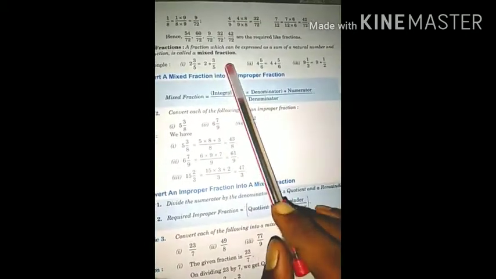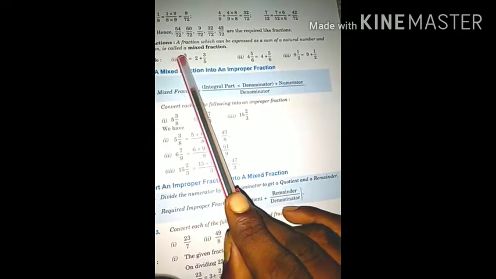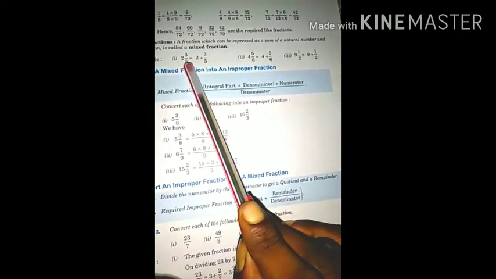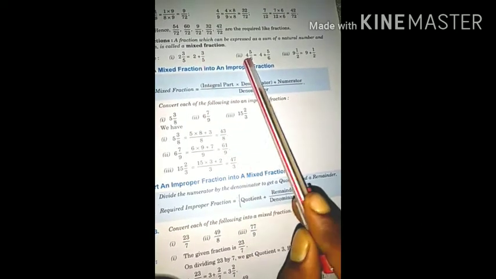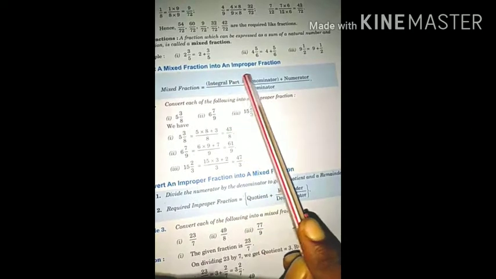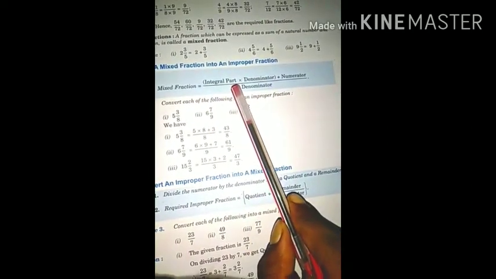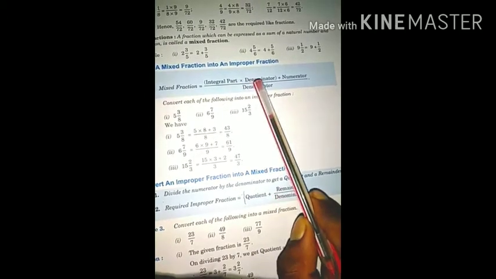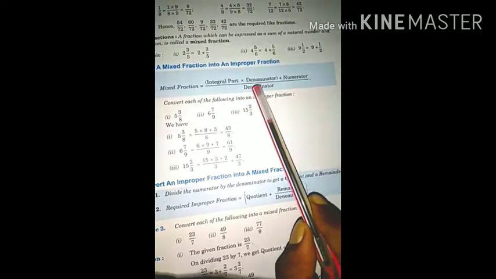Mixed fraction. A fraction which can be expressed as the sum of a natural number and a proper fraction is called a mixed fraction. For example, 2 whole 3 by 5, which is 2 plus 3 by 5; 4 whole 5 by 6, which is equal to 4 plus 5 by 6; 9 whole 1 by 2, that is 9 plus 1 by 2. To convert a mixed fraction into an improper fraction: the mixed fraction is equal to the integral part, meaning the whole number part, into the denominator plus the numerator, divided by the denominator.